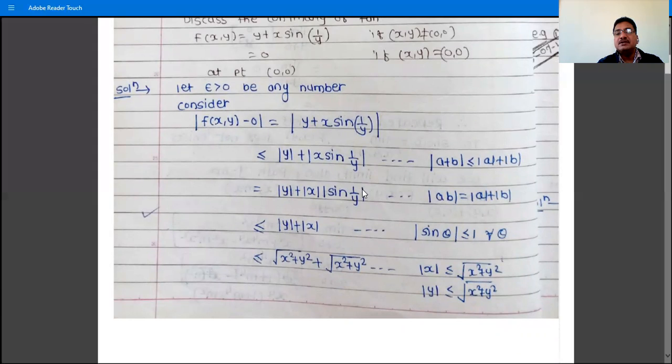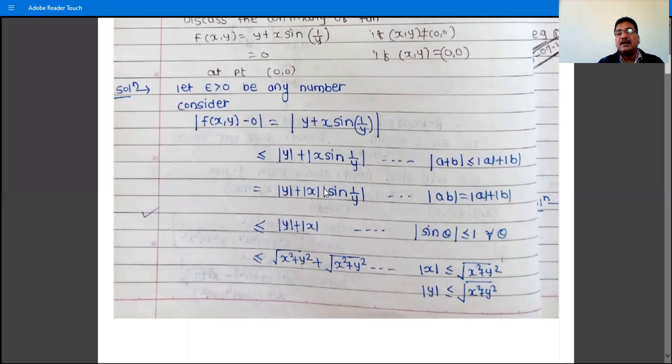Why? Because mod sin theta is always less than or equal to 1 for all theta. That is, take any theta. Suppose theta is 90 degrees, then sin 90 is 1. If theta is 180, then sin 180 is 0. If you take theta as 1 lakh, then sin 1 lakh is also less than or equal to 1. So the largest value of mod sin 1 by y is 1.